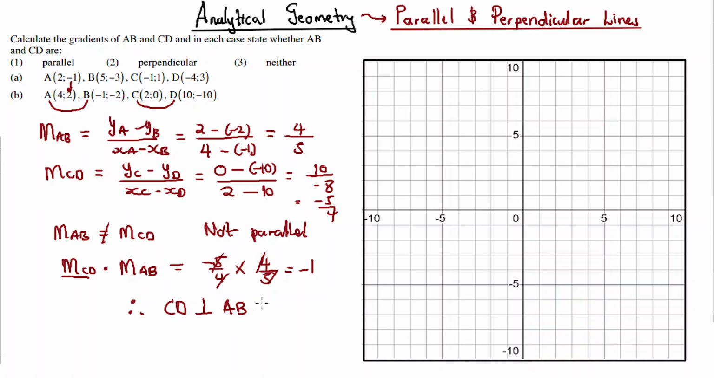This concludes our lesson on parallel and perpendicular lines. For parallel lines, the gradients should be equal. For perpendicular lines, when we multiply the gradients of the lines, we should be getting a minus 1.